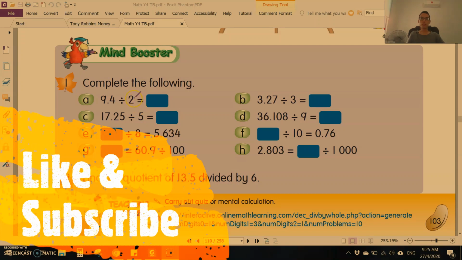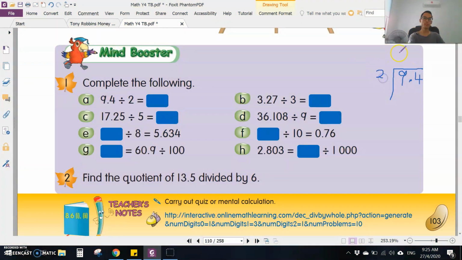Okay, the first one, 9.4 divided by 2. So you write 9.4 divided by 2. So 4 times 2 is 8. The balance is 1. Check. Make sure your balance is smaller than the number divided. Bring down the next number 4. 7 times 2 is 14. And then make sure you put your decimal point.